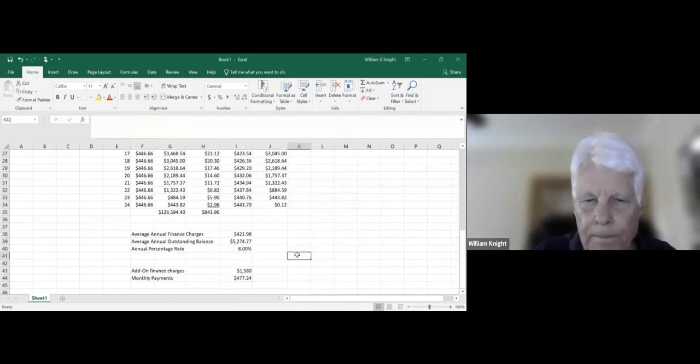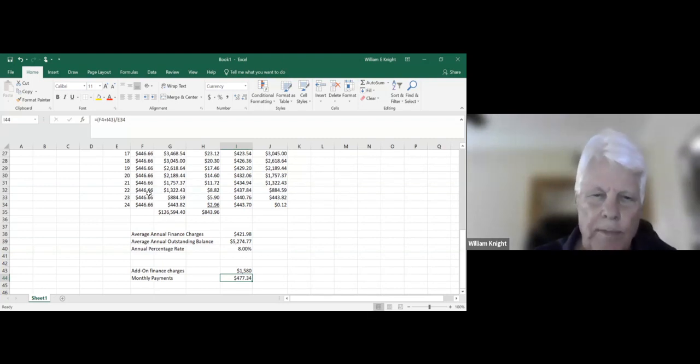There we are. Now let's compute the APR for the add-on loan. As you can see, the monthly payments for the add-on loan are going to be $477.34, but for the declining balance loan, it was $446.66. So that's a dead giveaway that the APR for the add-on loan is going to be higher than the APR for the declining balance loan.